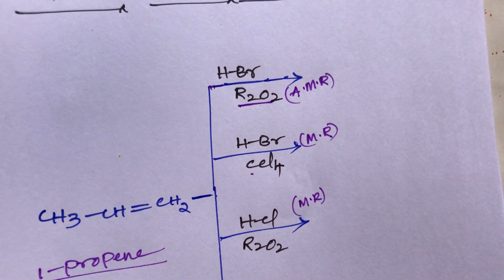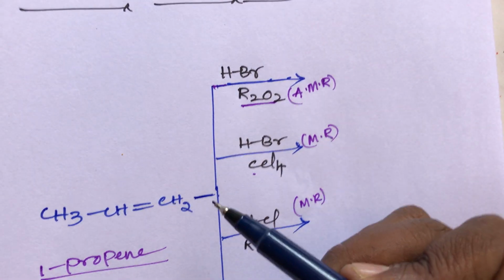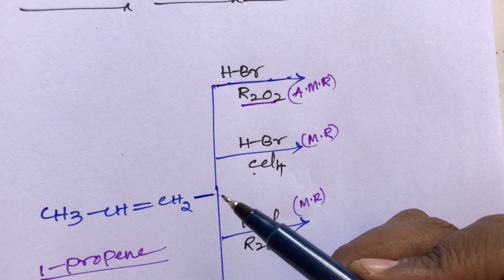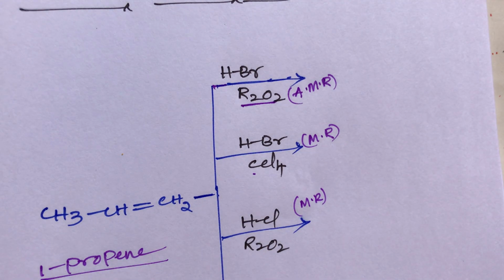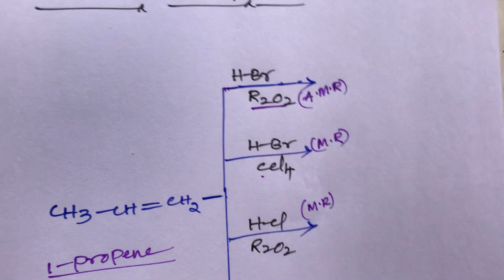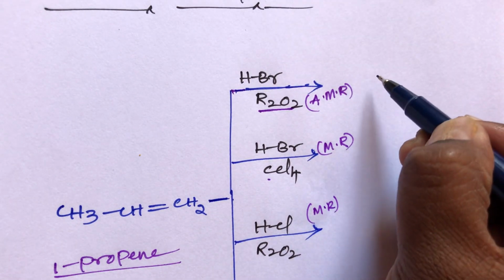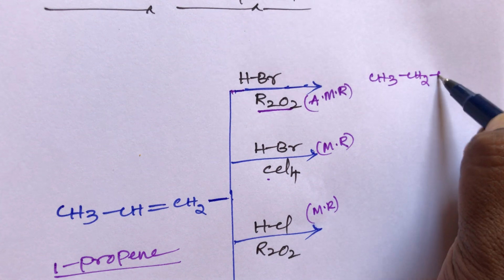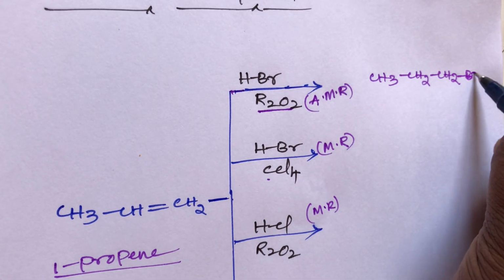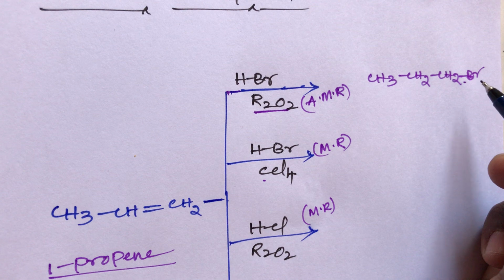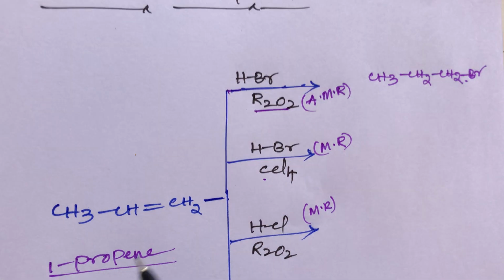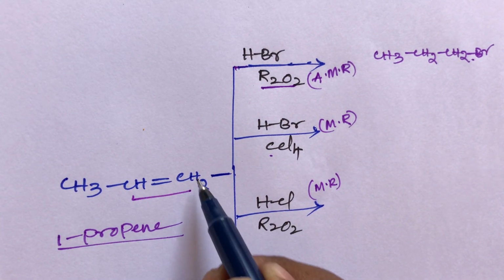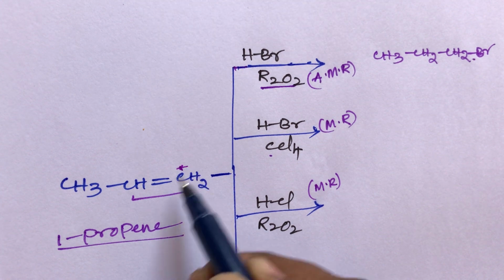First compound, 1-propene reacting with HBr in the presence of peroxide, follows the anti-Markovnikov rule. So here the Br free radical will attack the carbon which contains more hydrogens. What is the product here, students? That is CH3CH2CH2Br. This Br attacks the carbon which contains more hydrogens. Out of these two, which carbon has more hydrogens? This carbon has more hydrogens.